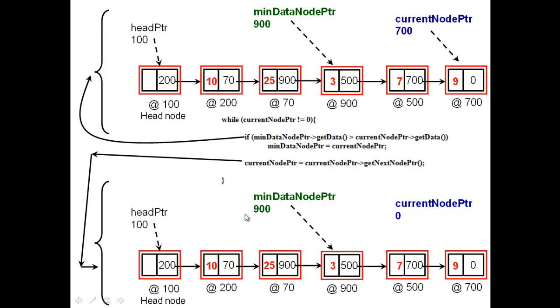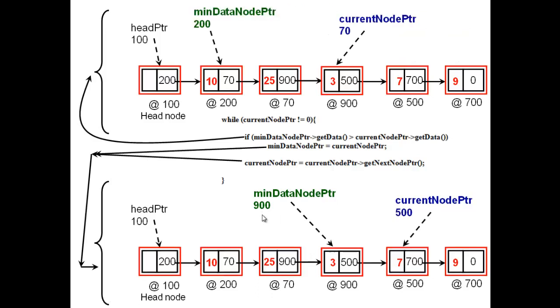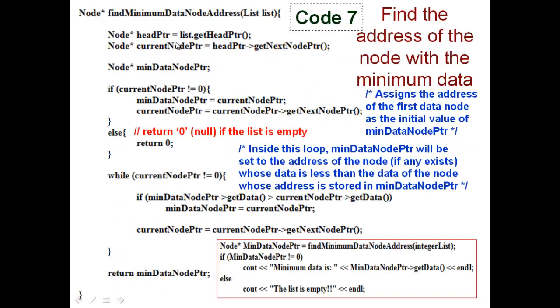So by the time current node pointer becomes null, that means you have traversed through the entire list, you have found the address of the node with the minimum data, which is 900. So you can access this node outside this function. So you see here the logic is we return from this function the find minimum data node address, the address of the node with the minimum data in that list, and you can access that address in the main function.